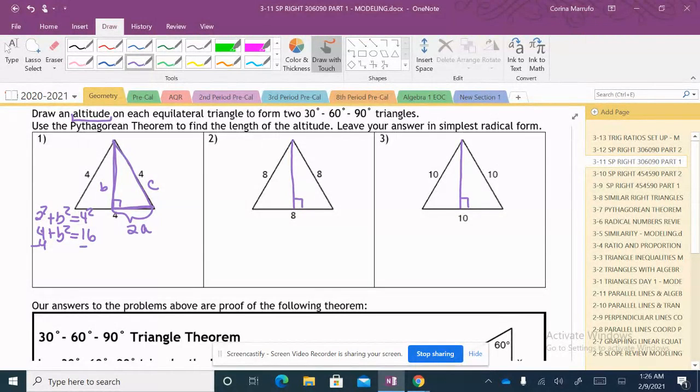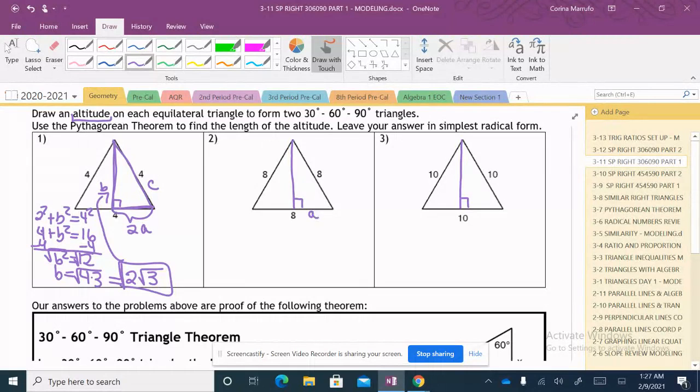I subtract the 4 on both sides, and I get b squared equals 16 minus 4, which is 12, and then I take the square root. I can't take the square root of 12 and get a whole number, so I'm going to break it down into 2 numbers. 4 times 3 gives me 12, and I can take the square root of 4, which gives me 2. I leave the 3 trapped inside the square root because we can't take the square root of it. This is my altitude, this piece right here. Let's do the same thing for the next one.